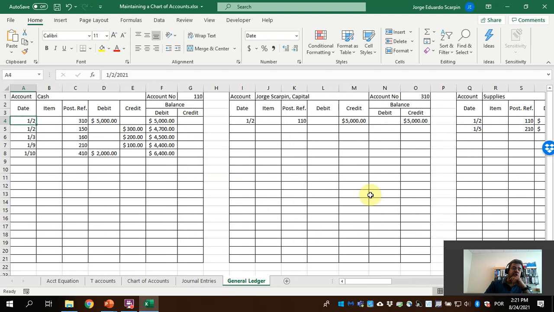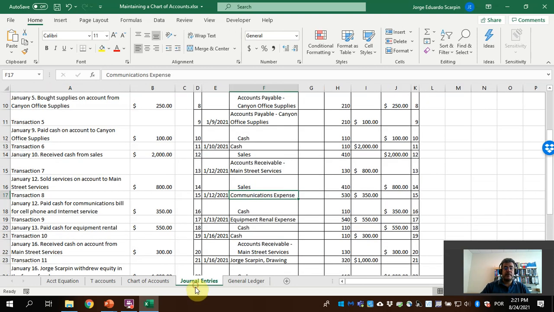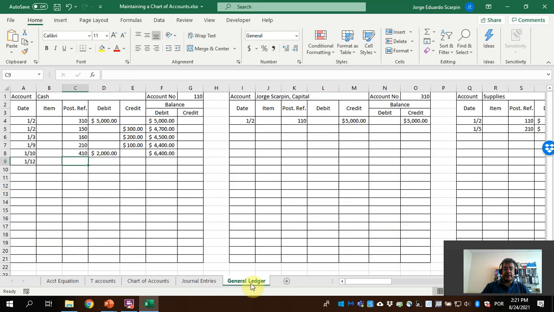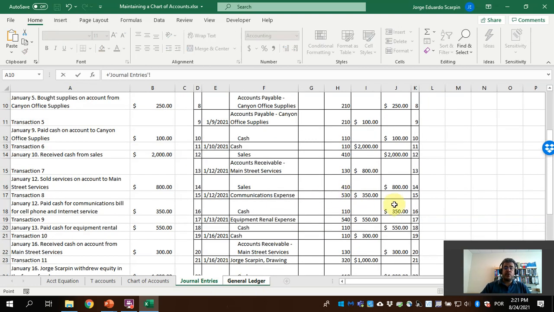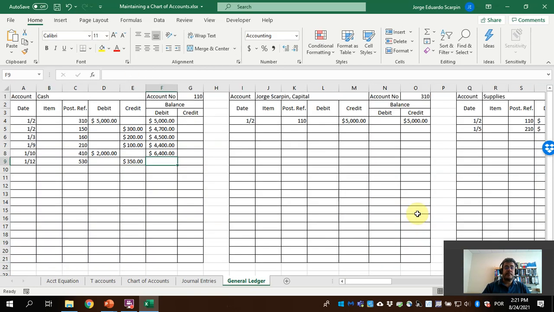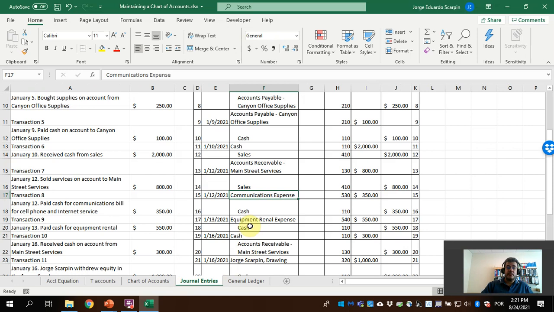Let's go back to cash. 112, 530, a credit, 350. Copy and paste the formula again. And what else?